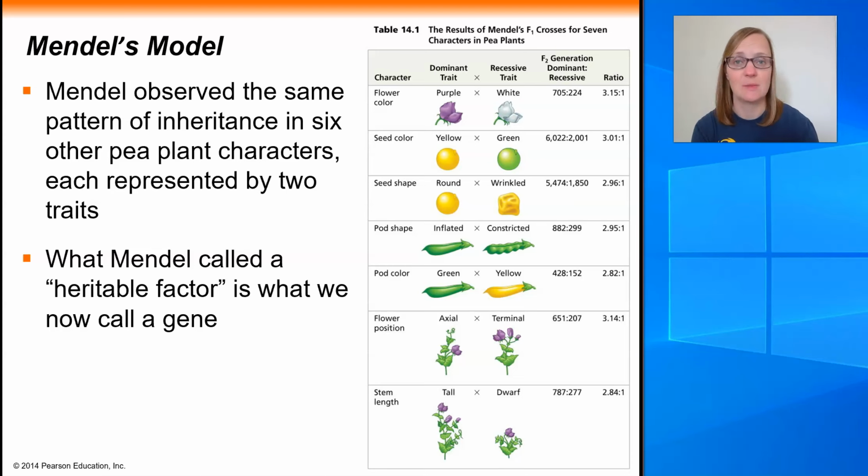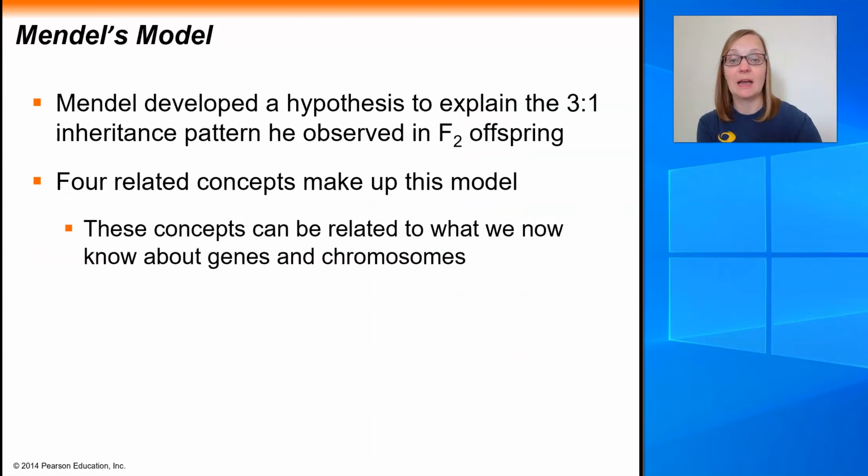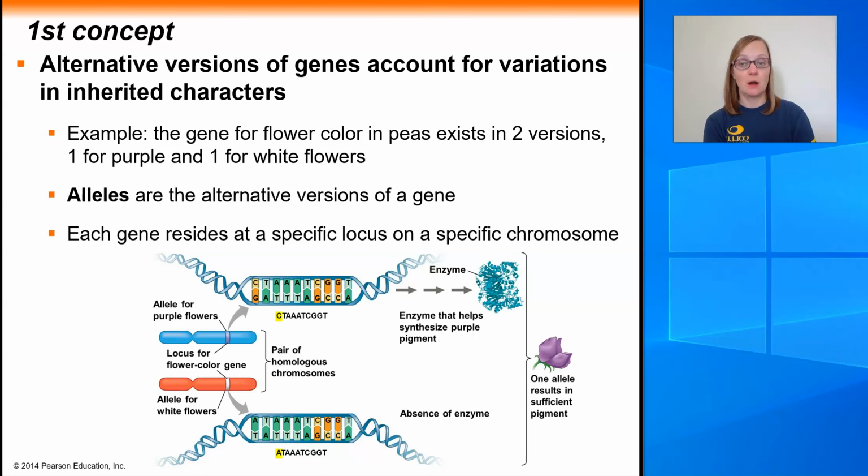So he said, there's got to be something here. I have to be able to explain this. Again, what Mendel called this heritable factor or discrete heritable unit is what we now know and understand to be a gene. We're going to take this information and apply it to Mendel's actual model. His model is essentially a hypothesis to explain that 3-to-1 inheritance pattern he observed in the F2 offspring. Again, there are 4 interrelated concepts that make up this model, and we're going to talk about them in the context of what we now understand in terms of genes and chromosomes.